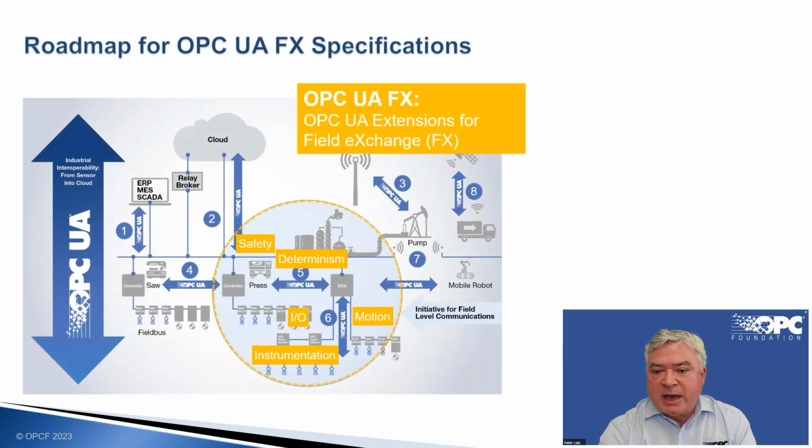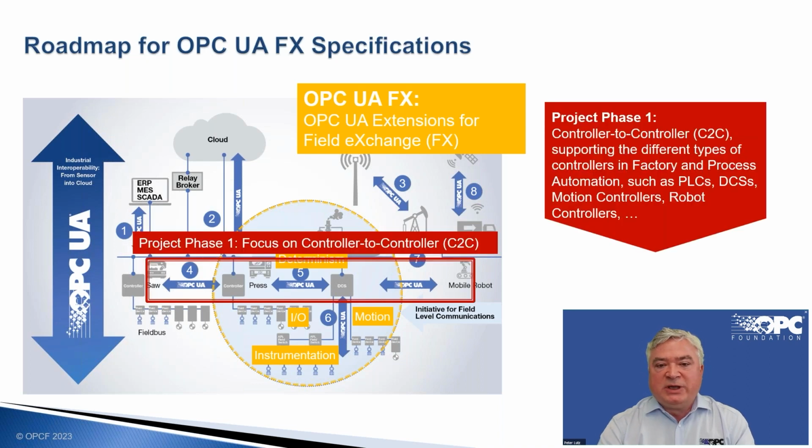With that, I'd quickly like to remind everyone, and for those that are new to the topic, explain that there was an early agreement to divide the initiative into two project phases. Project phase one is about the controller-to-controller use case. We are developing a controller profile for all the different types of controllers that you find in FA and PA, including PLCs, DCS systems, motion and robot controllers, numerical controllers.